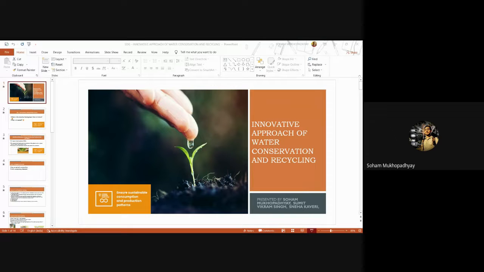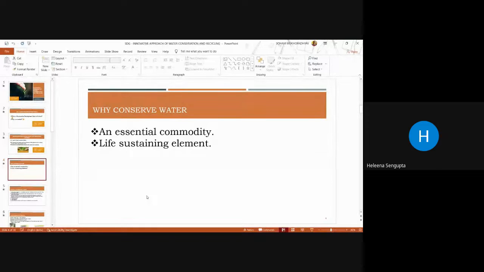Hello, is the slide visible? We are getting it properly? Yes, yes, visible. Okay, continue. No, no, the slide is not changing. It's just showing your first slide. Put it into slideshow mode. Okay, I'm leaving it like this.